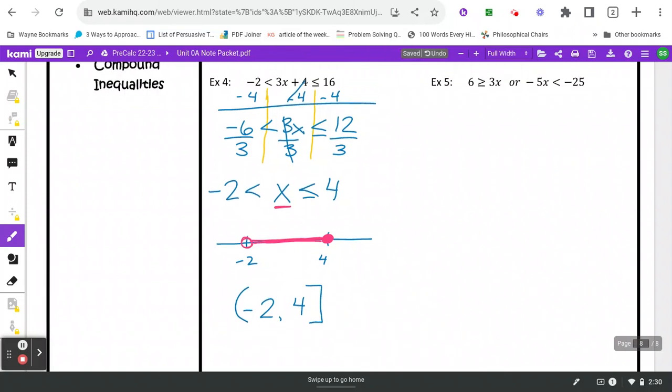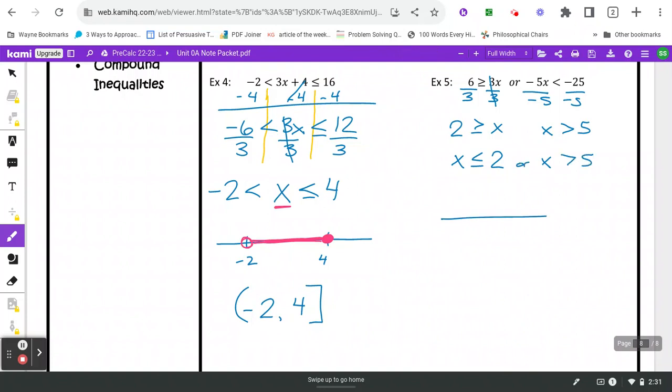For example, number 5, this is an OR problem, which means you have 2 separate problems. You're just going to solve them individually. So divide by 3. Now, I don't love it like that. I'm going to go ahead and flip it around. So I'm going to get x, flip the inequality, and the 2. I always want the x first. The next one I'm going to divide by negative 5. It's a negative 5, so I'm going to flip it here and get a positive 5. To get x is greater than 5. And I'm just going to bring the word OR down in the middle.